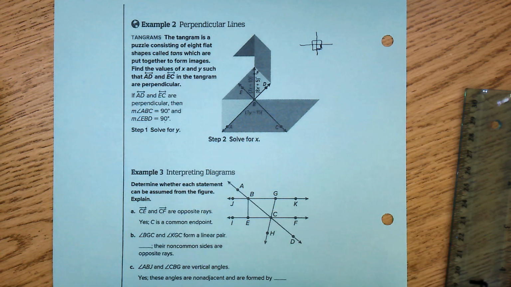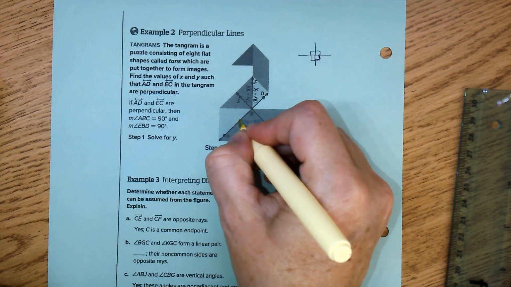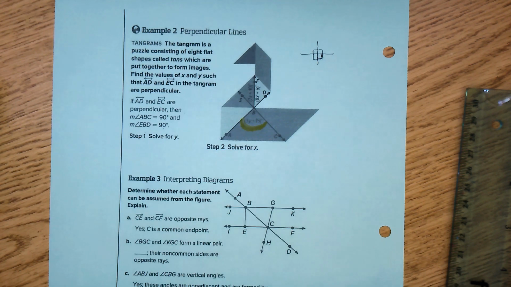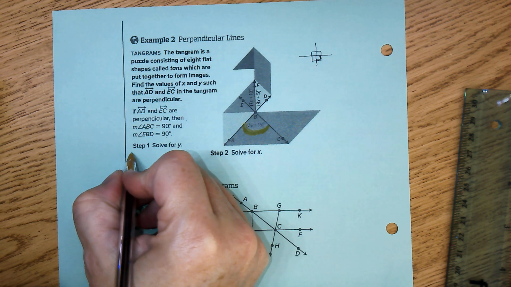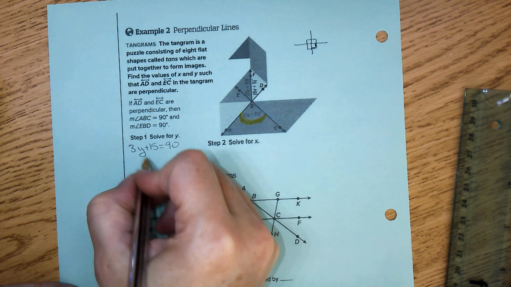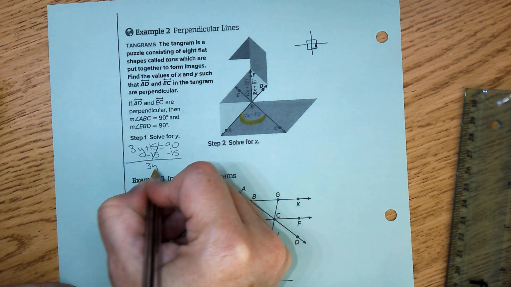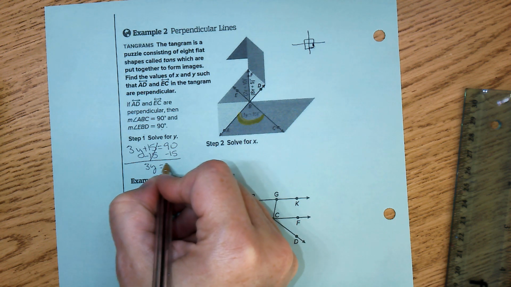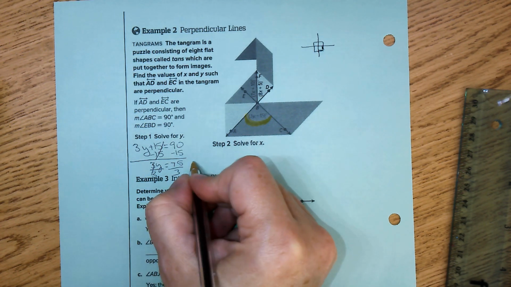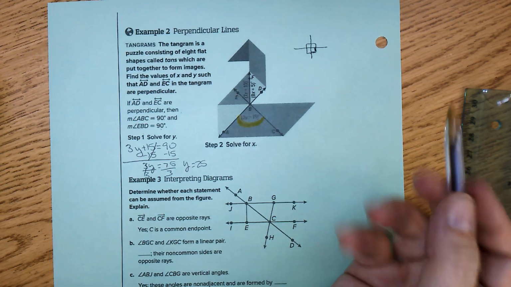First, it wants us to solve for y. Y is in this corner here. Well, we know it's perpendicular, so we know it equals 90. So 3y plus 15 equals 90. Two-step equation, subtract 15 from both sides. 3y equals 75. Last step, divide by 3. And we know y is 25. All right, so we found y.